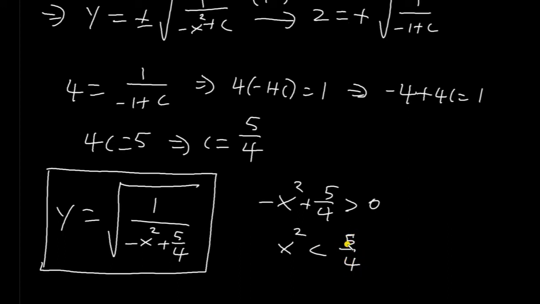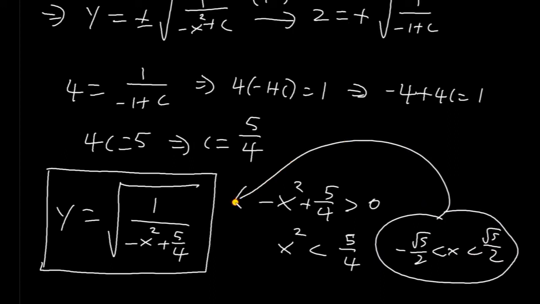So that would mean that negative square root of 5 over 2 is less than x, and x is less than positive square root of 5 over 2. You can take this and add that as an addendum to your answer, but I don't think it's required. Okay, so that was the end of that.